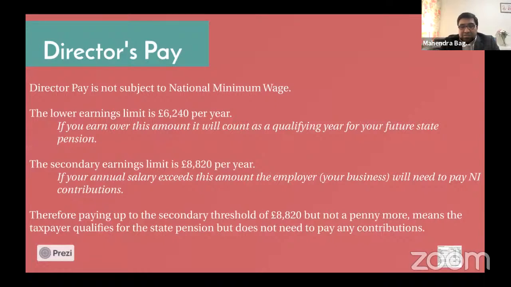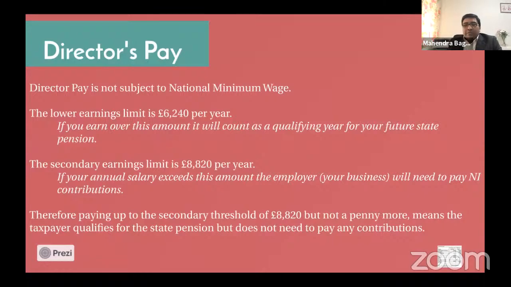national insurance. So the point here is that as a director, you are not limited by the national minimum wage rule. If you have the privilege and you're staying between these two limits, then there could be, again, some savings on the NIC, because if you don't pay more than 8,820 to yourself, you are not paying the national insurance contribution but still qualifying for the state pension.